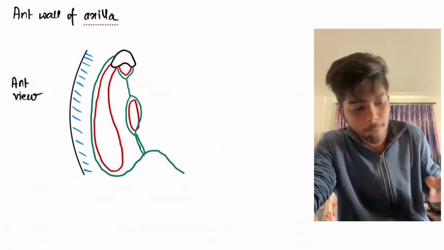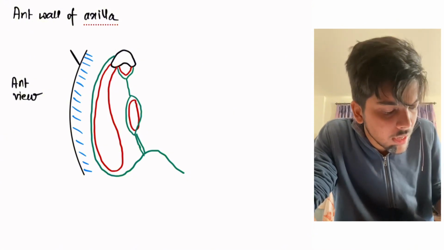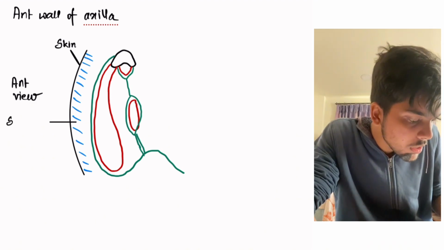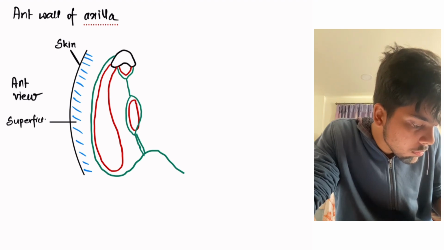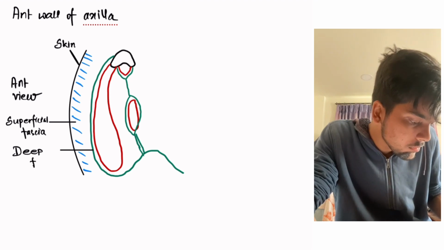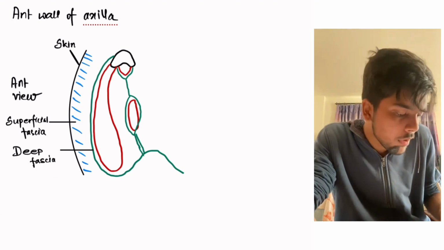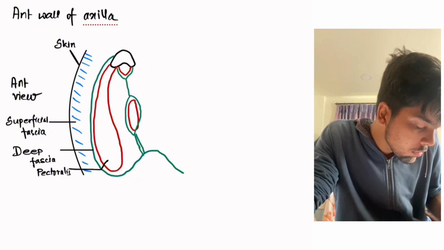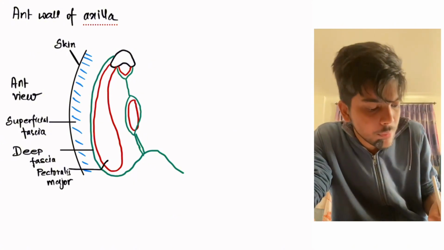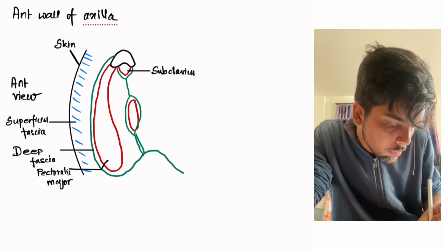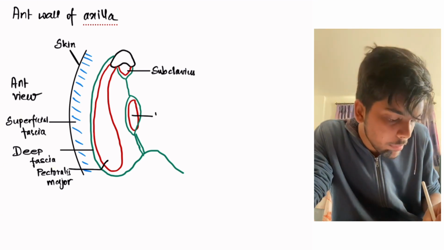Okay, let me label the whole thing. So outermost, you have the skin. Right behind the skin, you have the superficial fascia. Right behind the superficial fascia is the deep fascia. The deep fascia is found covering the pectoralis major muscle. Behind the pectoralis major muscle is the subclavius muscle. Below subclavius muscle is the pectoralis minor muscle.